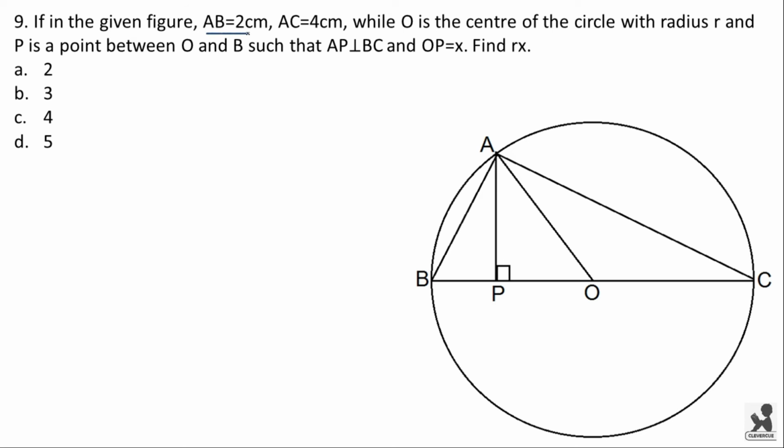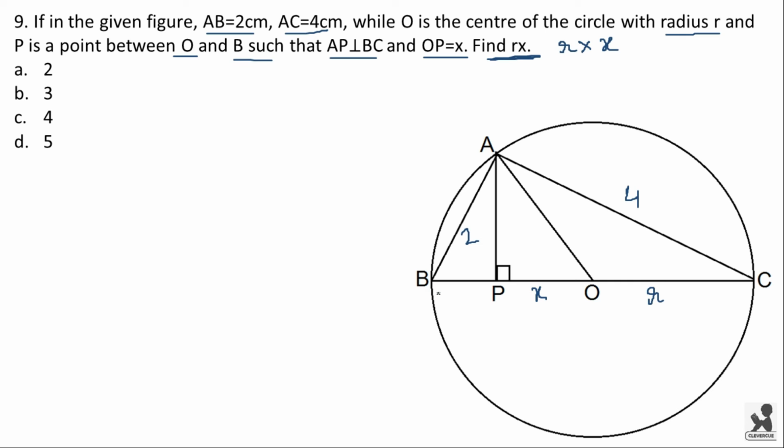If in the given figure AB is equal to 2, AC is equal to 4, while O is the center of the circle with radius R and P is the point between O and B such that AP is perpendicular to BC, OP is equal to X, find the product of R and X. We have to find R into X. Now see, here the length of AB is given 2 centimeters and the length of AC is given 4 centimeters and the length of OP is X and the length of OC is the radius.